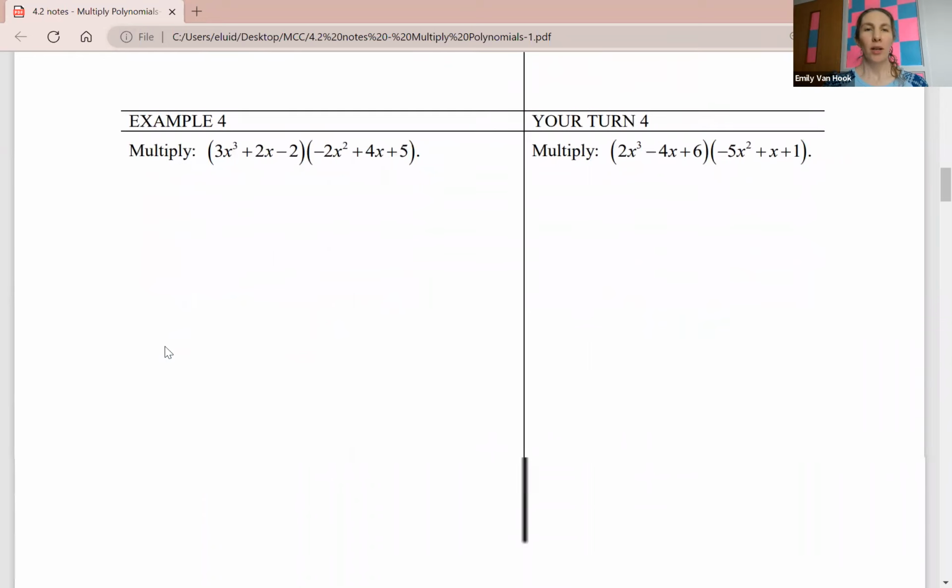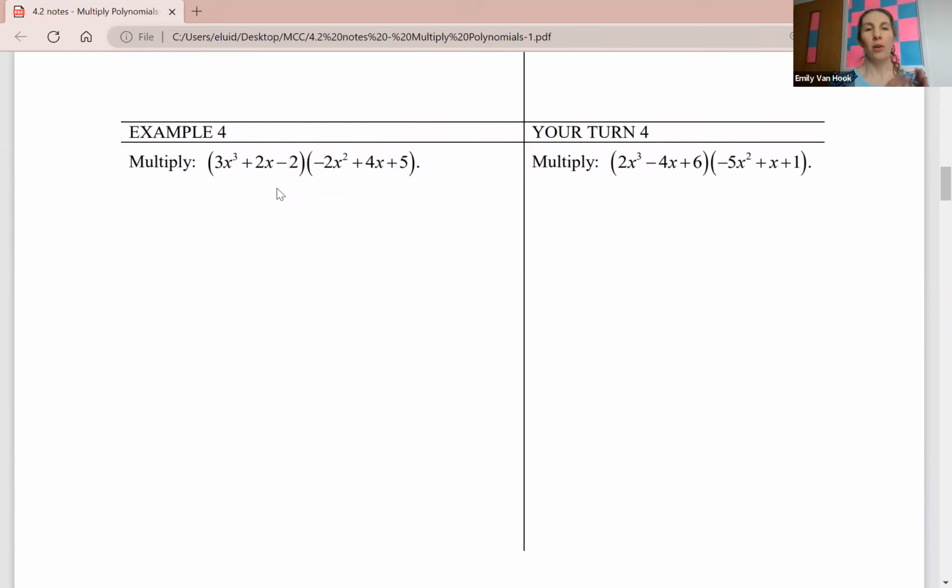So what I would recommend for a long problem like this, rather than just having one long horizontal line of all of your terms in a row, that can get a little overwhelming to try to keep organized. What I'm going to do is use columns. I guess, yeah, columns or rows, I guess both.